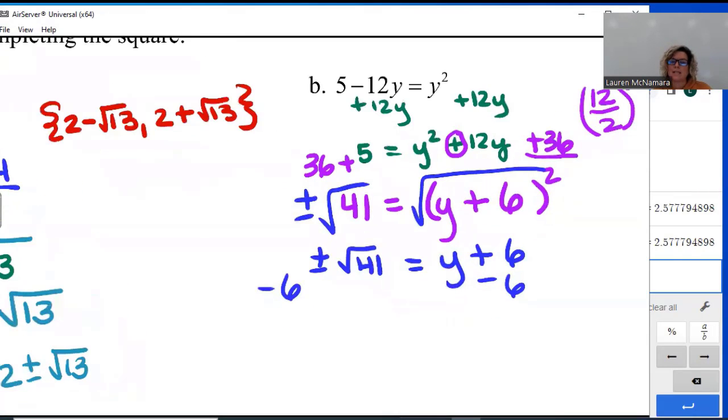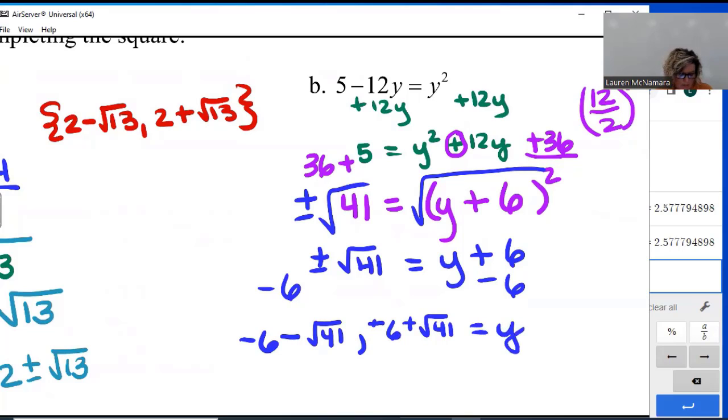When you write this answer, you always write it with the plus minus last. So -6 minus the square root of 41, and then -6 plus the square root of 41 equals my y. So I'm not going to write it as negative square root of 41 minus 6 and square root of 41 minus 6. You always write the plus minus as the second part of it.